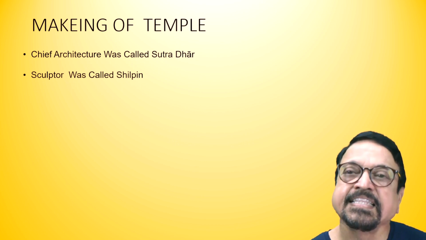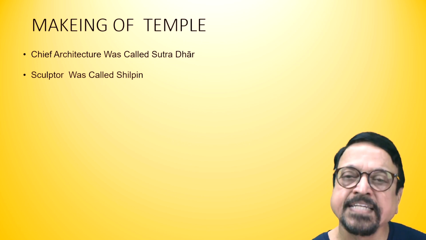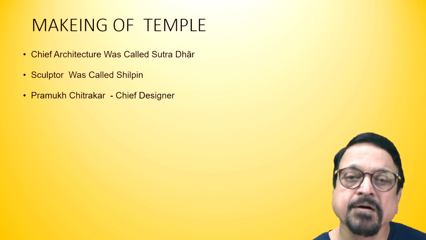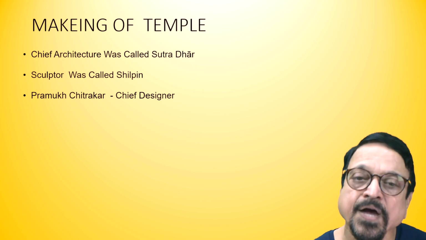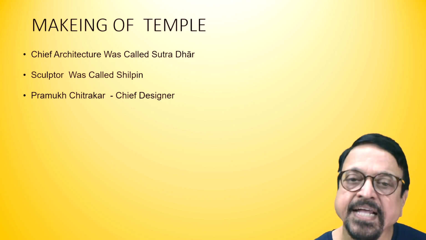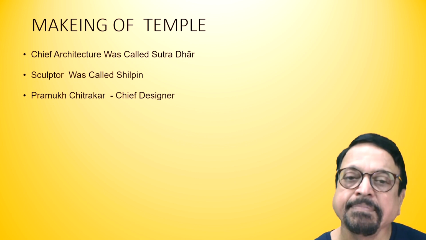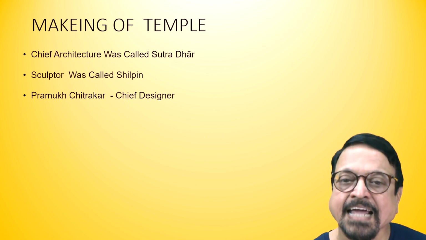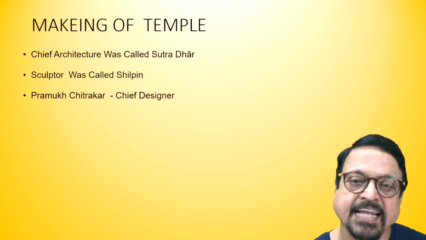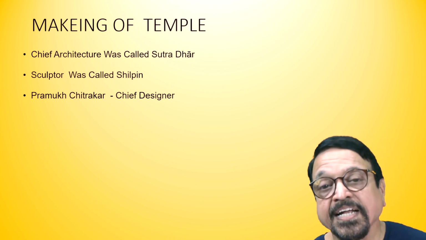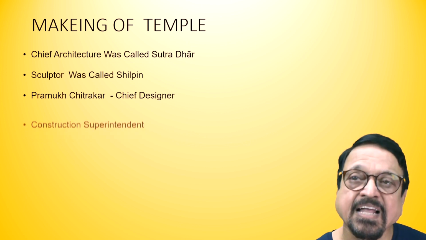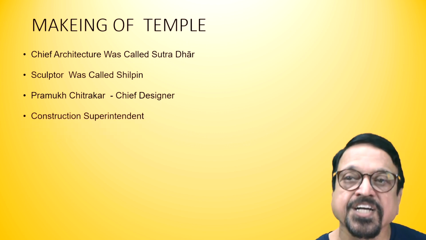And the sculptor was called a Shilpin. Then there was the Pramukha Chitrakara. What was his role? The Pramukha Chitrakara drew the paintings and showed the sculptors, and sometimes the painter, how it is to be made. There are paintings made at that time which you can see at Ajanta, Ellora, or also in Vijayanagara, which have lasted for so many years. So this is the skill of the Pramukha Chitrakara.